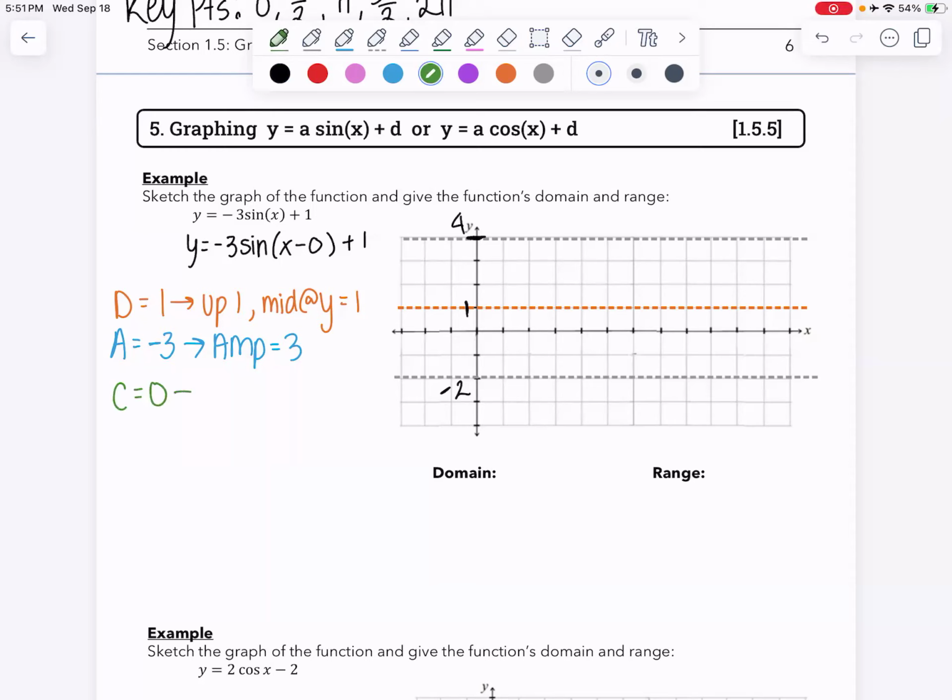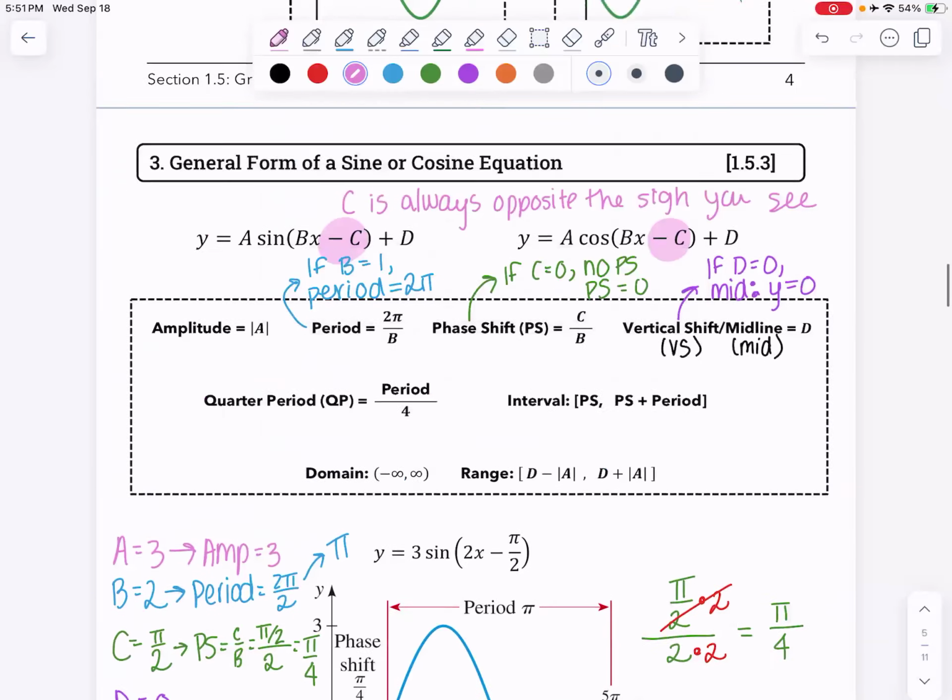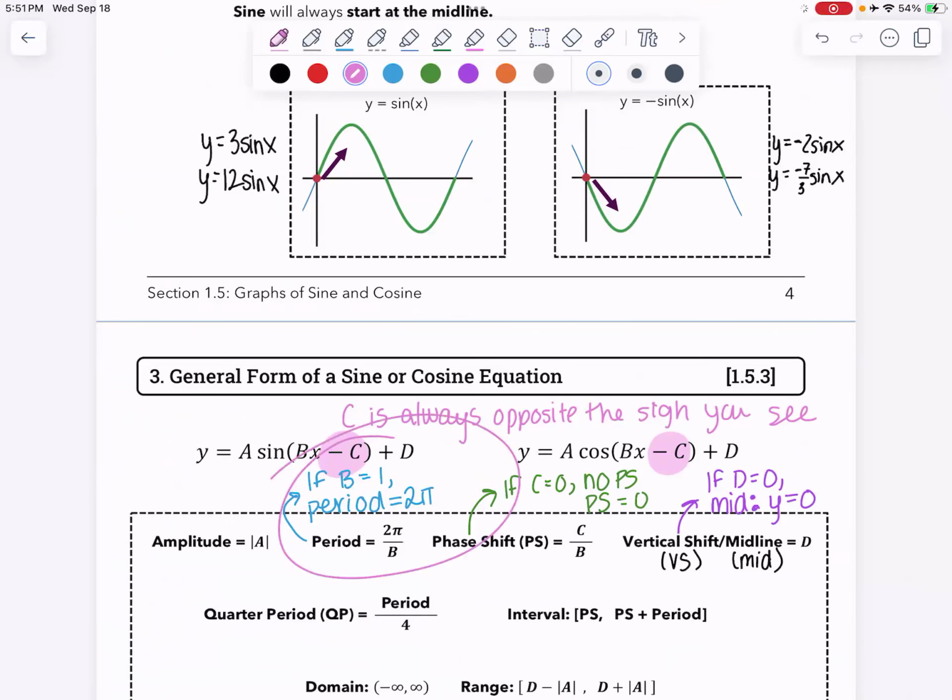C is equal to 0, so that means the phase shift is 0. There's no shifting left or right, just up. And B is equal to 1. That's the number in front of x. And we said way back that if B is 1, then the period is 2 pi.